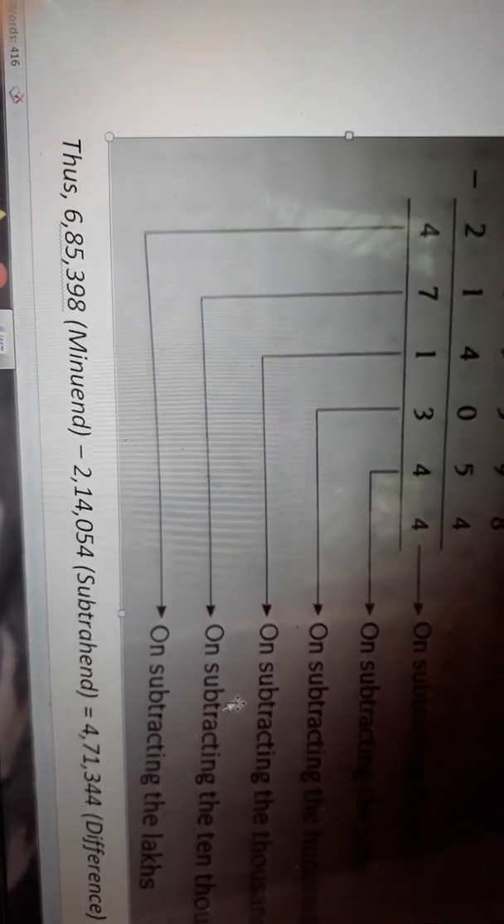And then at the end you write it this way. 6,85,398, the minuend, minus 2,14,054, the subtrahend, equals 4,71,344. This is the difference.